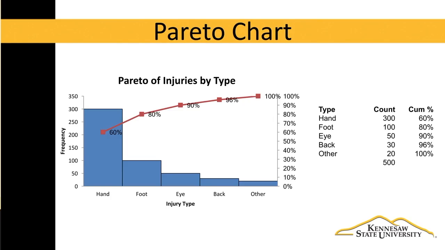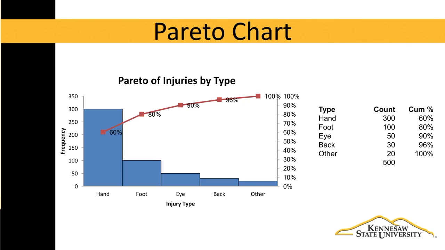This is an example of a Pareto chart of workplace injuries in a manufacturing facility. Data shown in the table in the upper right was collected by the type of injury. Hand injuries are easily the most common type of injury in manufacturing, followed by foot injuries. So, if we wanted to reduce the number of injuries, we would probably focus on those.